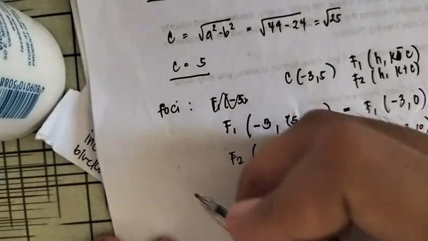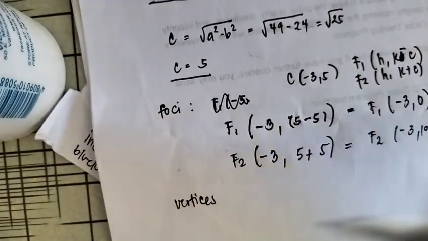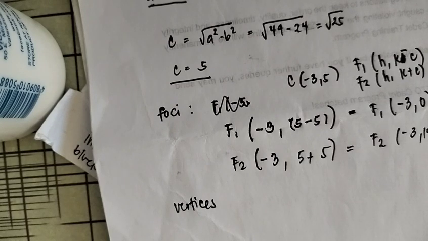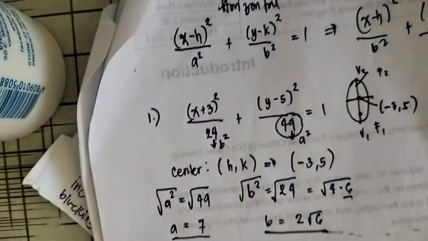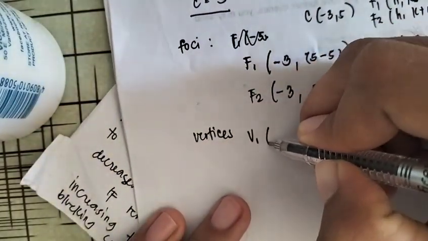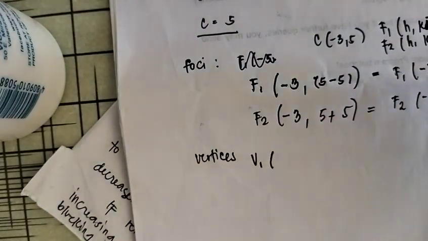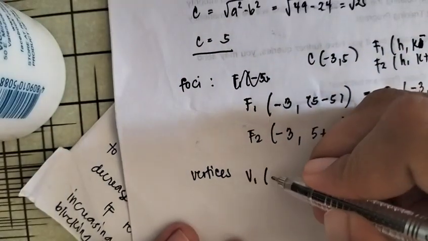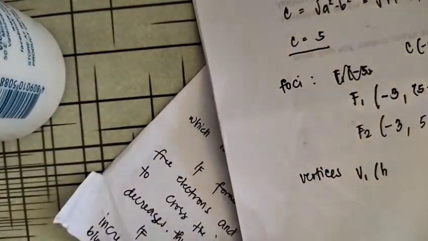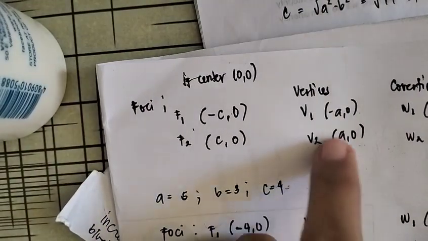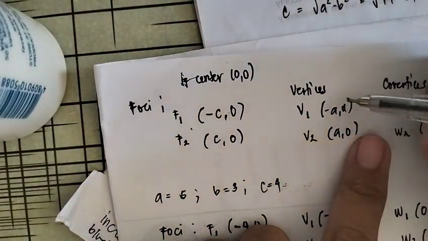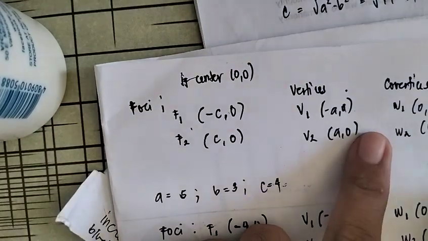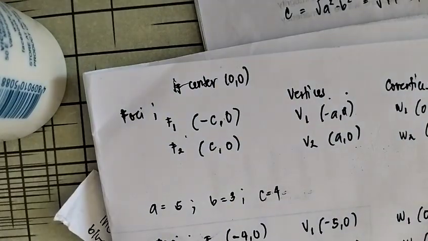Okay, next, the vertices. The major axis is on the y-axis, because it is vertical. So, this is V2, and this is V1. The formula for V1 has the same H as the foci. Before, for a horizontal ellipse, it was A and negative A along the x. Now we modify it on the y, because it is vertical.